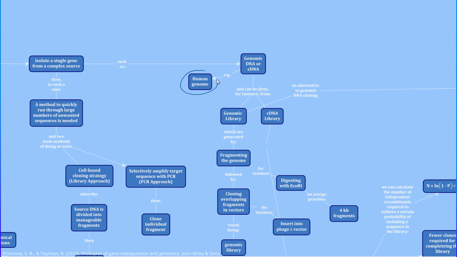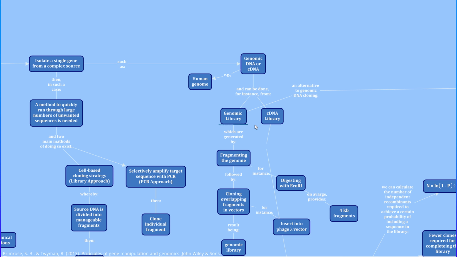So for example, consider the human genome. If you want to isolate a single gene from a human genome, that's a lot of unwanted sequences that you have to run through. And so this can be done, for instance, from a genomic library or a cDNA library. These are the complex sources by which you have to quickly run through a large number of unwanted sequences.